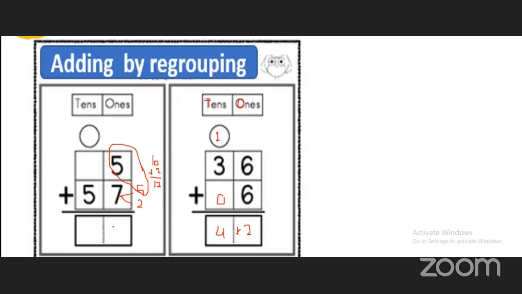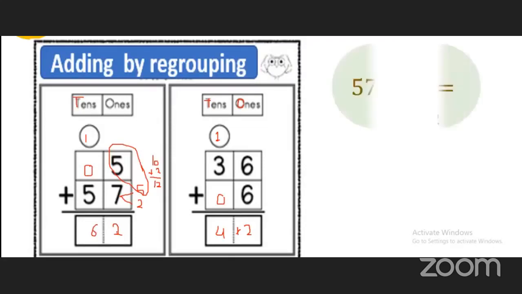So I write 12 here? No, I write 2 and carry up 1. Okay, 1 at 10 place value. So here 1 and here 0. 1 plus 0, 1. 1 plus 5, 6. So the result will be 62.